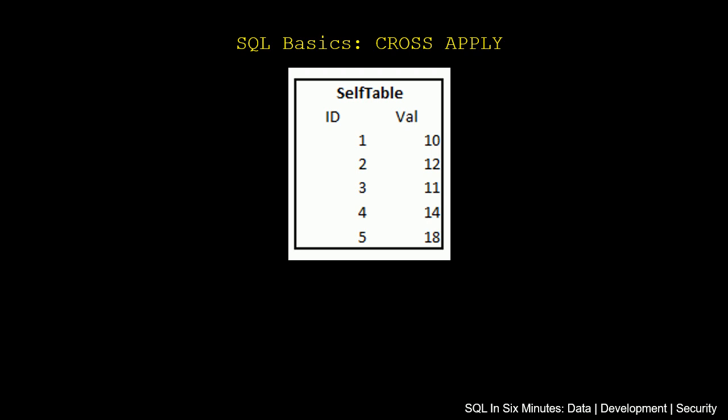So in this example, we're going to be using the self table. Just as a review, the self table has five rows and two columns: an ID column with five values, and then a val column of five values. And we see that this is the table we were using as well with the self join.